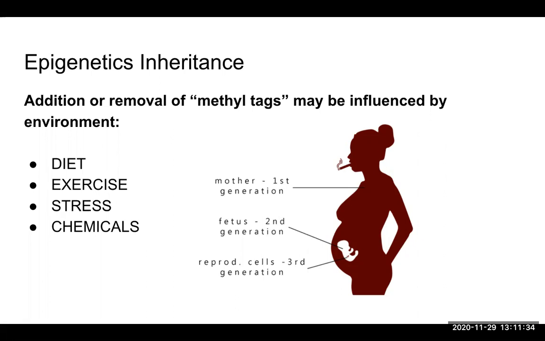So the addition or the removal of methyl tags can be influenced by the environment. That could include diet, exercise, stress, and chemicals. Basically what Dr. Holchek said is that a grandmother could be affecting her grandchild based off of these methyl tags and what environment she surrounds herself with. So you can see the mother is the first generation, then you have the fetus, which is the second generation, and within that fetus you have reproductive cells, so the third generation. So the mother's environment is very important to not only her child, but also her grandchildren. Next slide.